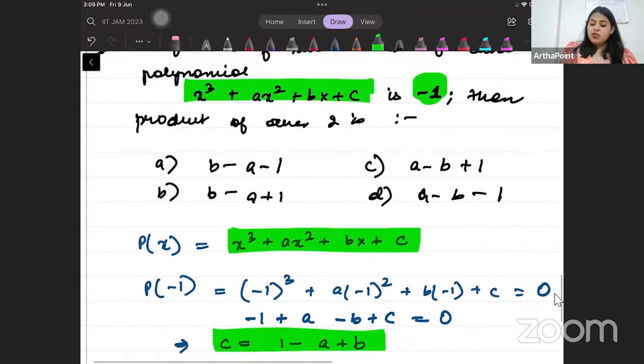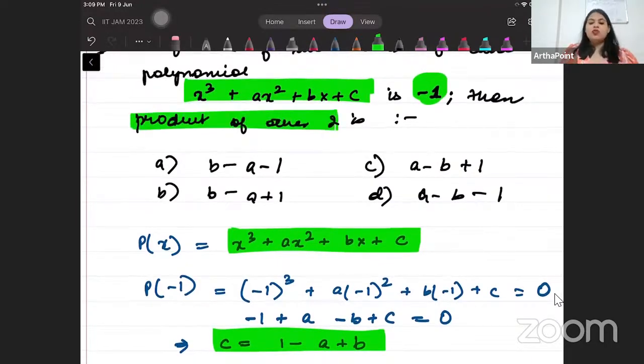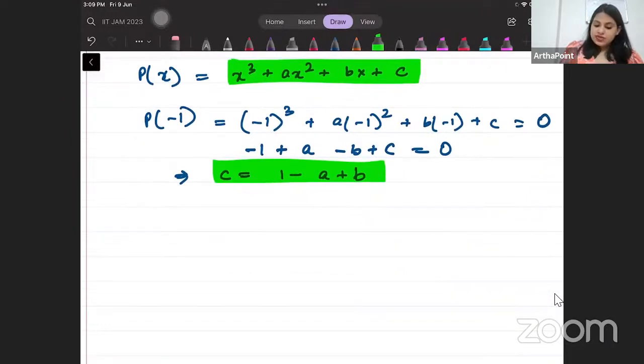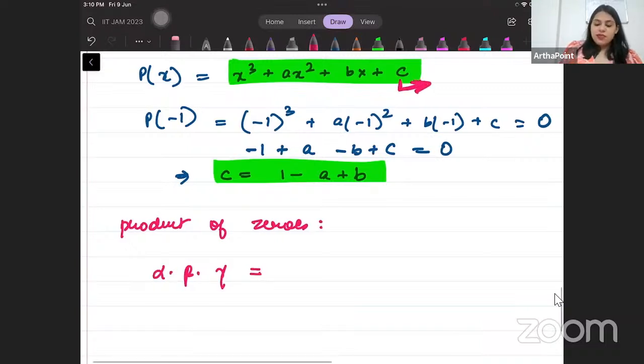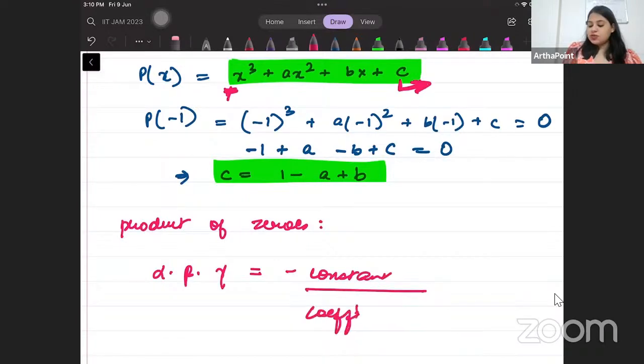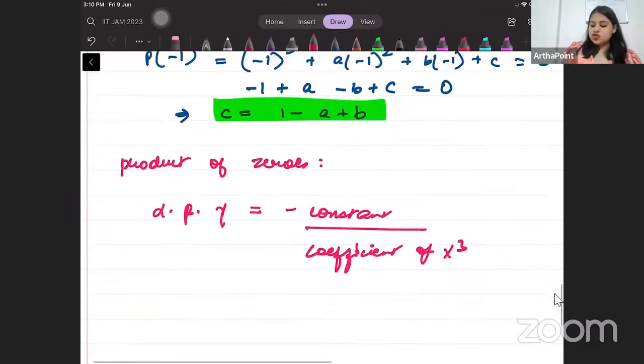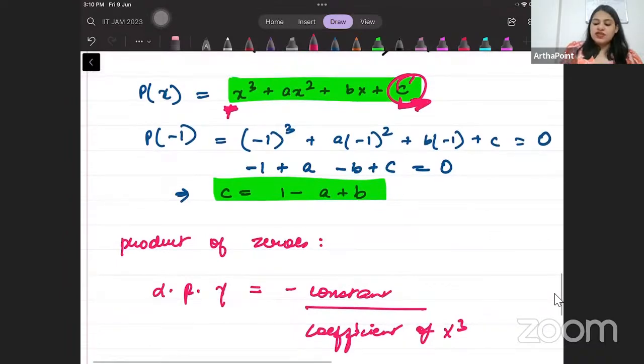Now, beta, the question is asking me, what is the product of the remaining two zeros? So we know that the product, I have given you this just in my lecture right now, that the product of zeros, alpha into beta into gamma, these are the three zeros, is equal to minus c by a. So it should be equal to minus constant by coefficient of x cube. Constant term is c, so this should be equal to minus c, and coefficient of x cube is 1.